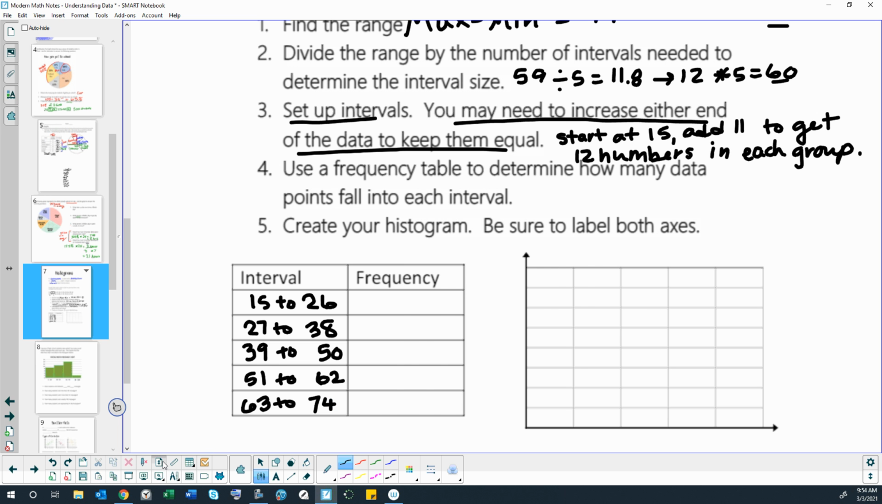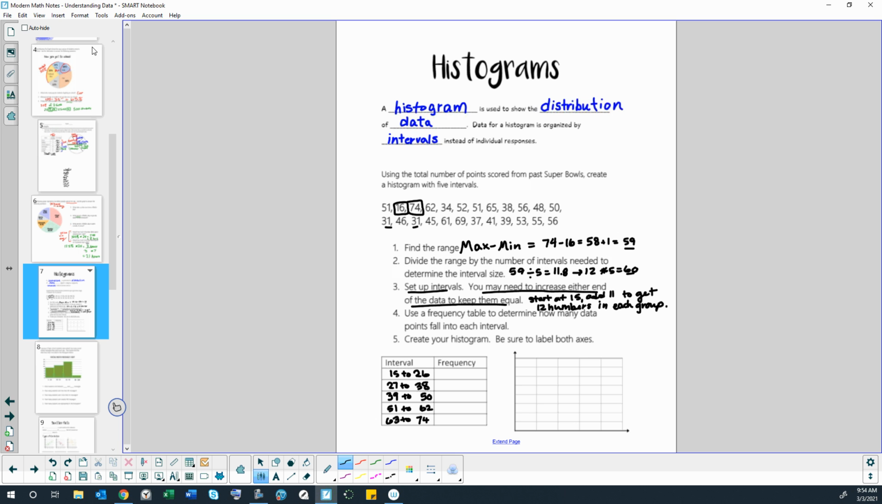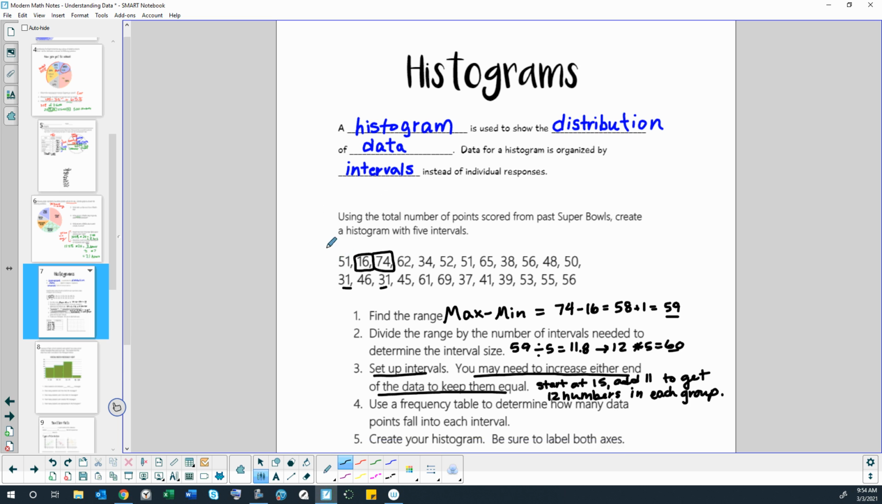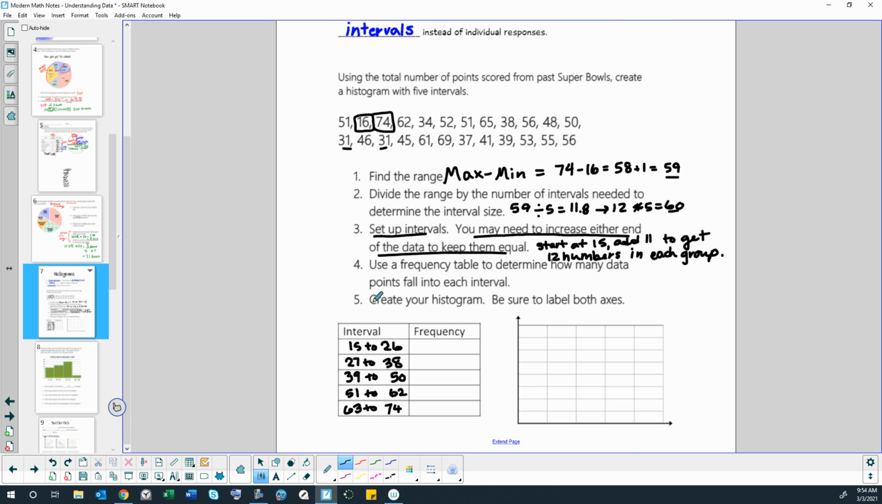Okay, here's the tricky-ish part. And that's too zoomed out. Let me zoom it in just a little bit more. Does that help? Yes, it does. Okay, we're going to go through each number and figure out which category it goes in, and we're going to make a tick mark to put it in that category for our frequency table.